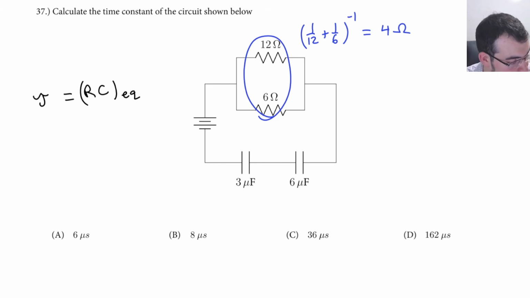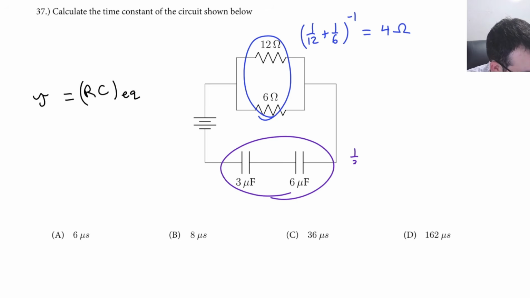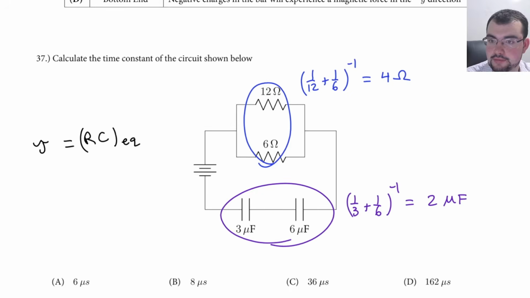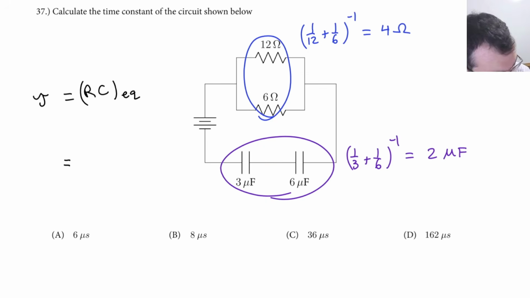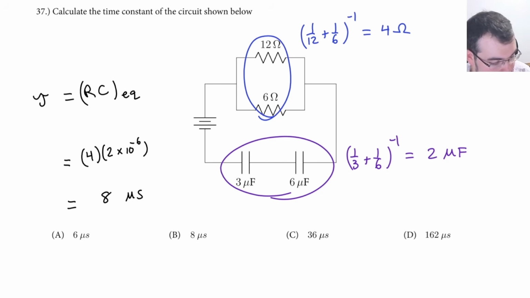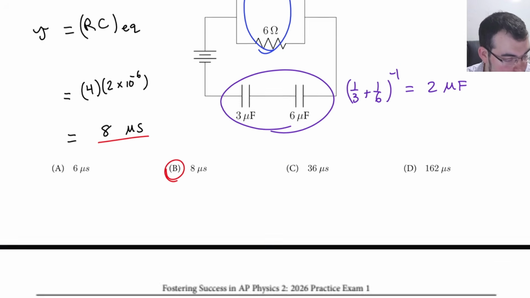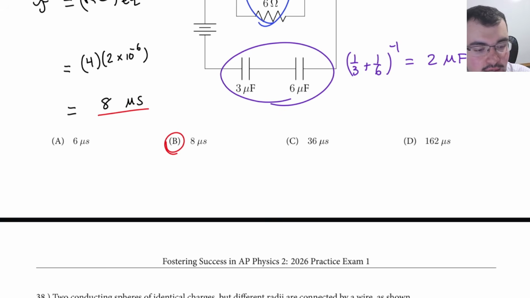All right, then we've got capacitors in series. Capacitors in series also add by the reciprocal rule. So we just multiply. Our equivalent resistance was just 4 ohms, but our capacitance was 2 times 10 to the negative 6th farads. So our time constant is 8 microseconds. You had to use both rules here, so I bumped this to a 2-star.